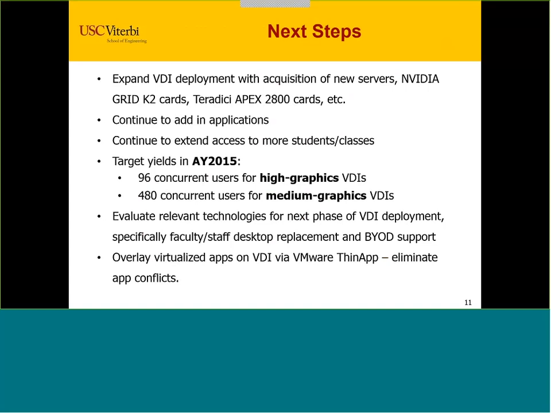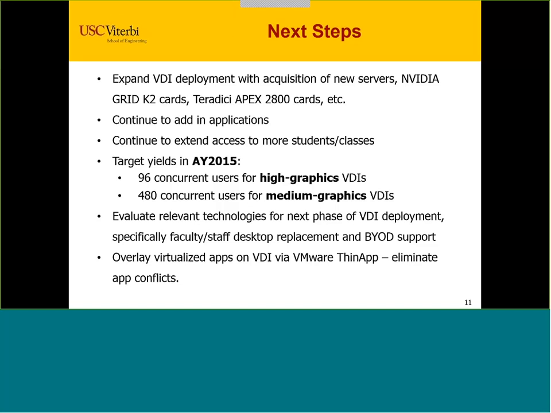Now look at it this way: that 96, if we translate to a typical computer classroom of 30-some machines, will give us 3 virtual classrooms right there. The point here is our virtual classroom in this case is one students can get at anywhere, anytime. So we'll continue to evaluate any kind of technology that will support the next phase, which is going into desktop replacement for faculty and staff, and more BYOD support.